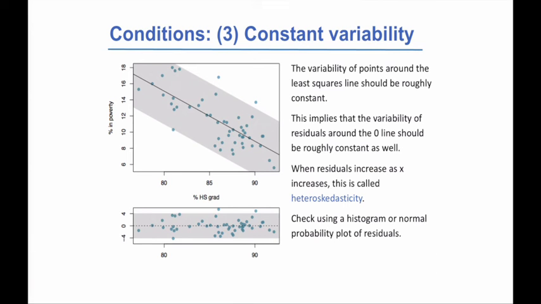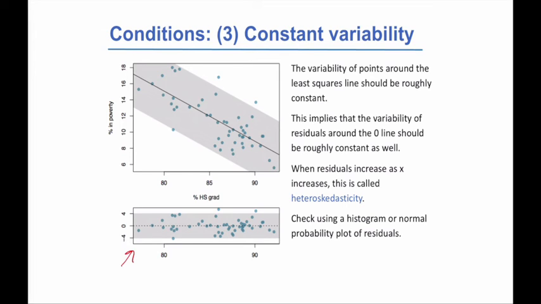And then condition 3 is constant variability. So the variability of points around the least squares line should be roughly constant. So the variability of residuals around the 0 line should be roughly constant as well. When we look at the residual plot, we should see, again, randomness.